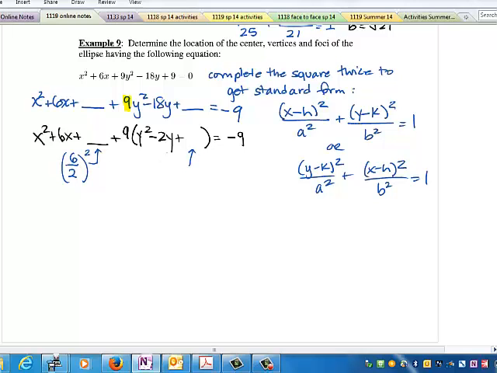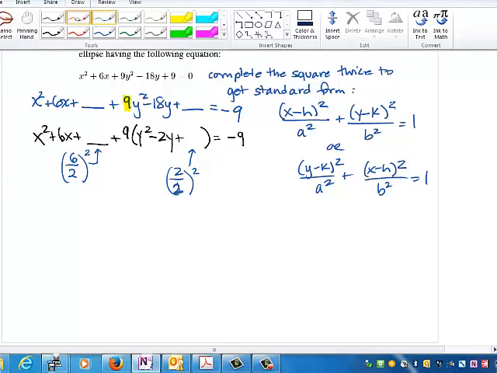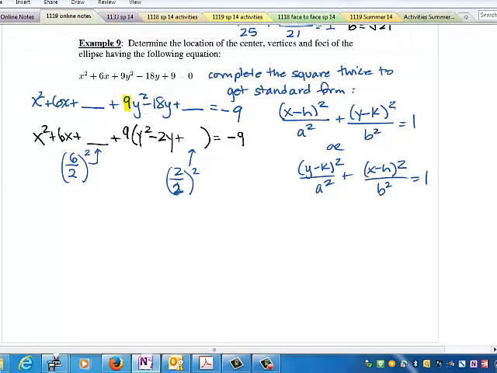And on this one I'm going to take the 2, not the 18 from the previous line, but the 2, cut that in half, and I'll get 1, and I'll square that. If I had taken the 18 instead, then we need to put these numbers in each group. So half of 6 squared is 3 squared, so that's 9.